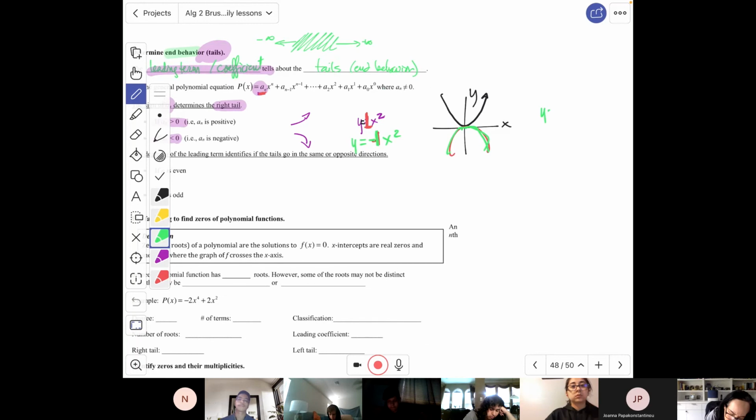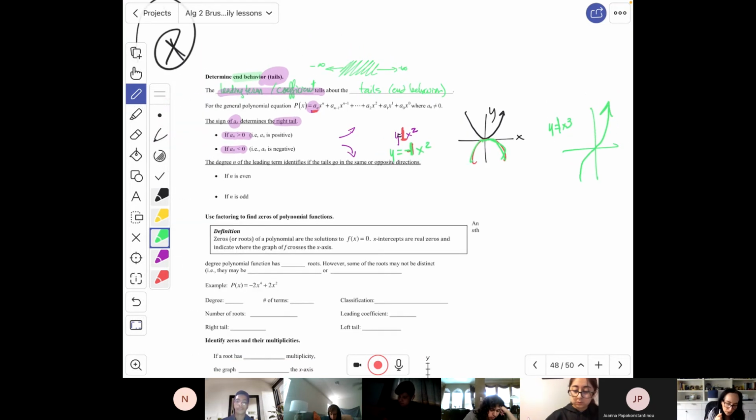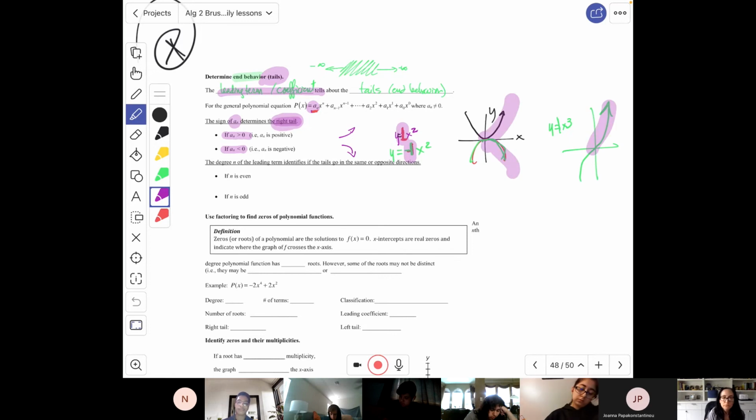So if I give you y equals x cubed, the parent cubic function, we already know what that looks like. And since the leading coefficient is 1, it makes sense that the right tail goes up. Okay? So the leading coefficient of a polynomial function tells you about the right tail.